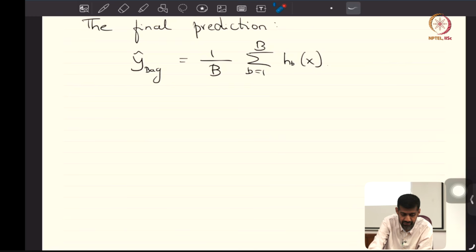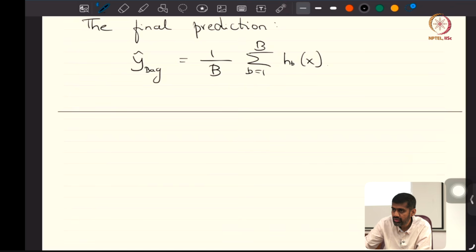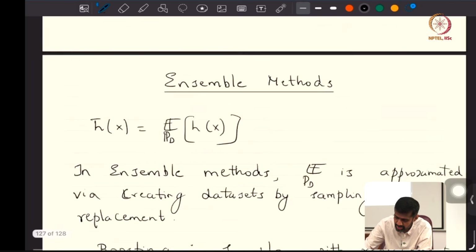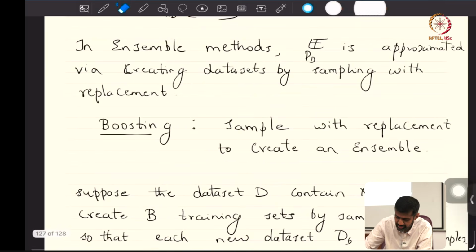Each sample which we take from the data is given to one classifier. If we have B classifiers, we have B samples, and each sample data set is given to one of the classifiers. So you train one hypothesis on one data set: by sampling you get one data set, and you train one classifier on it. Okay. So this is bagging.